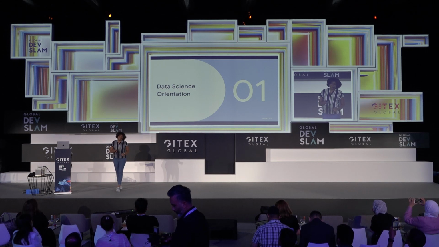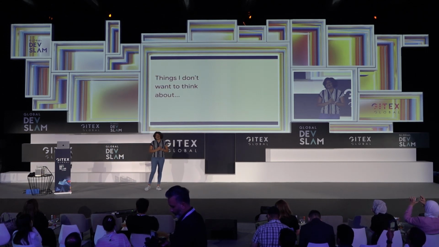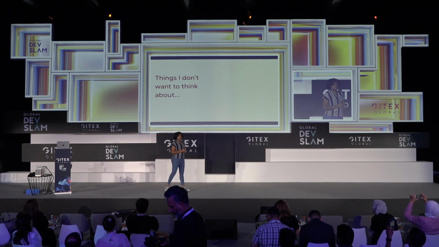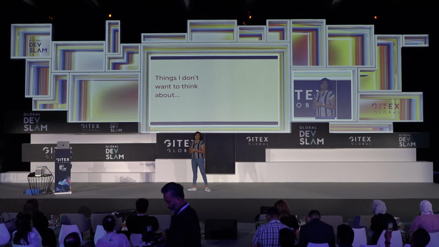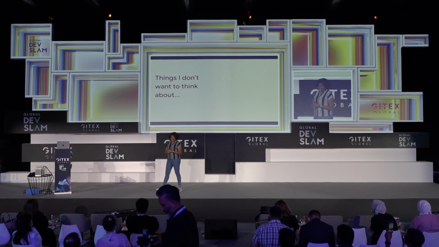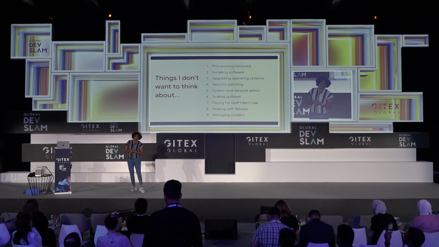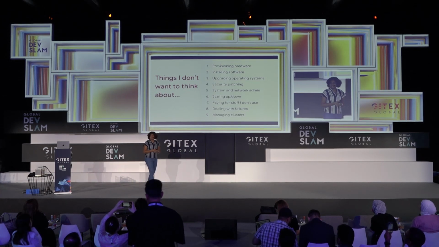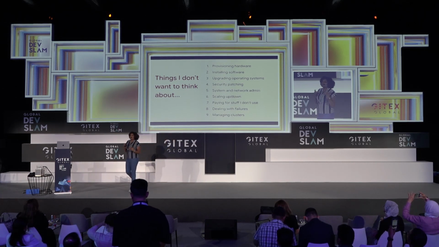So we'll start with the data science orientation. Things that you don't want to do when you're working on a data science project. I'll let you think for a second, and then here's just a small list, and there's way too many more. These are the things that you don't want to do.